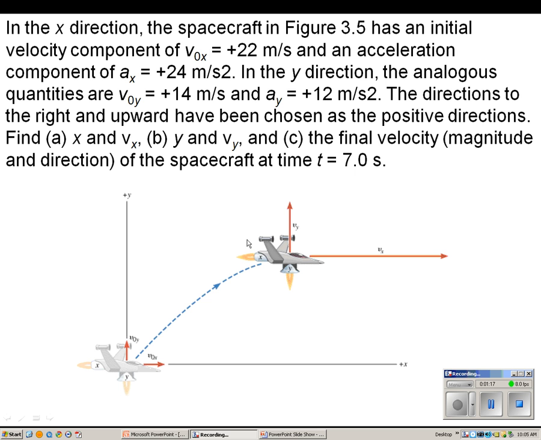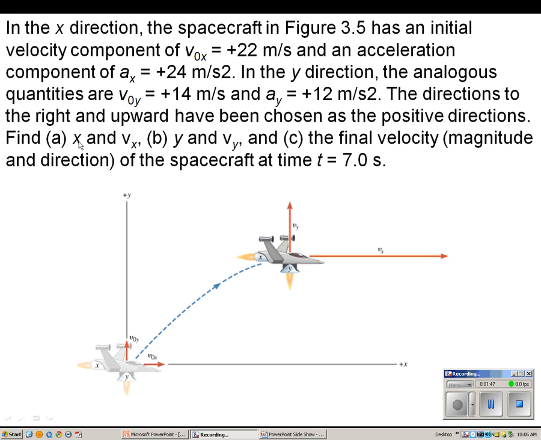And in this particular problem, we have in the x direction, the spacecraft in figure 3.5 has an initial velocity component of 22 meters per second, and an acceleration component of 24 meters per second squared. In the y direction, the analogous quantities are 14 meters per second initially in the y direction, and the acceleration in the y direction is positive 12 meters per second squared. The directions to the right and upward have been chosen as the positive directions.